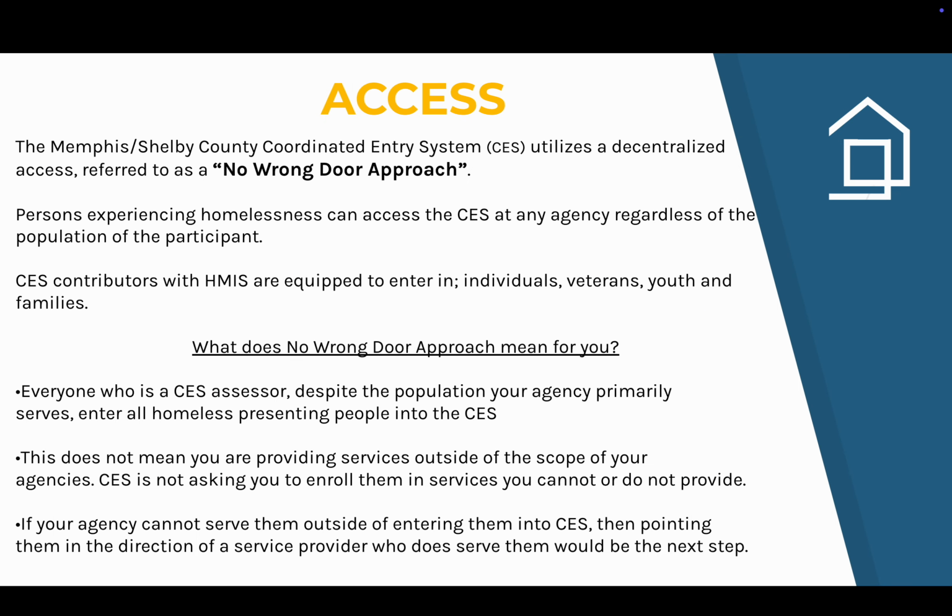The Memphis Shelby County Coordinated Entry System utilizes a decentralized access referred to as a no wrong door approach. A no wrong door approach helps limit barriers to coordinated entry access. Persons experiencing homelessness can access the coordinated entry at any agency regardless of the population of the participant. This means that the coordinated entry partnered agencies are equipped to enter individuals, youth, and families. This does not mean that you're providing services outside of the scope of your agencies. CES is not asking you to enroll them in services you cannot or do not provide. In this case, if your agencies are unable to serve them outside of coordinated entry, then pointing them in the right direction would be your next step.